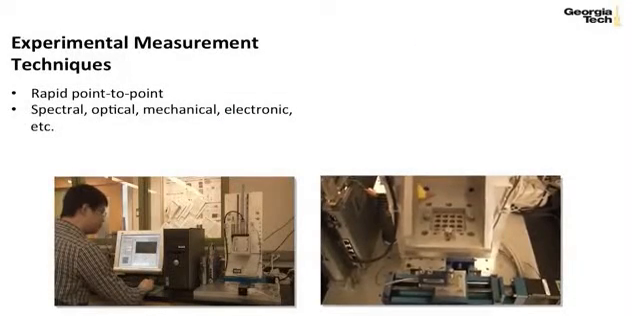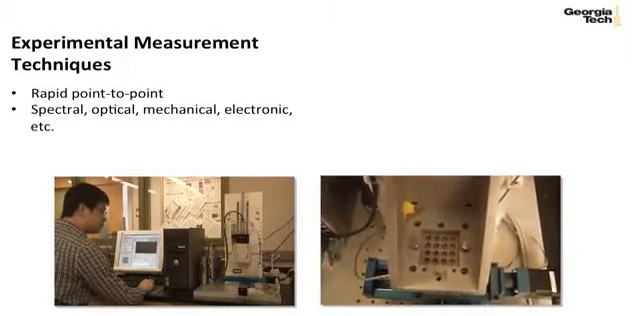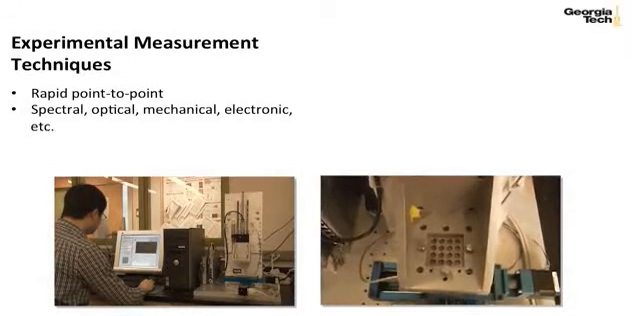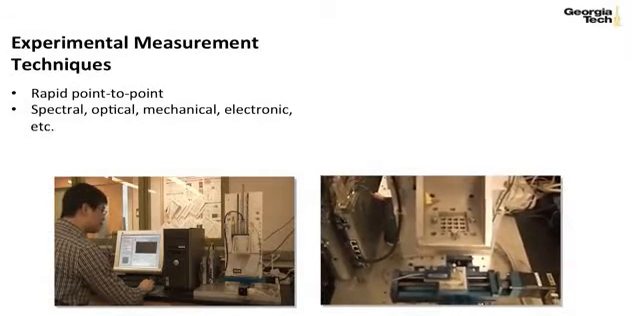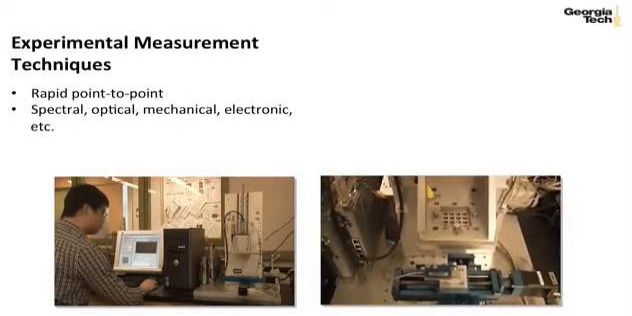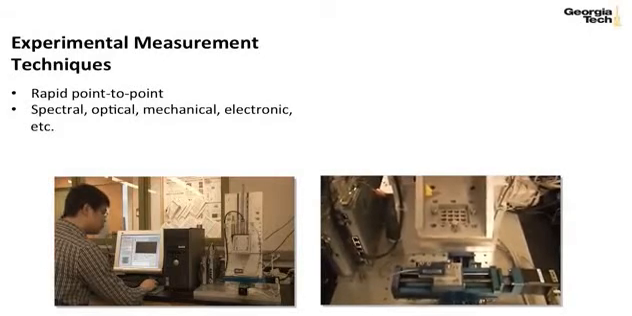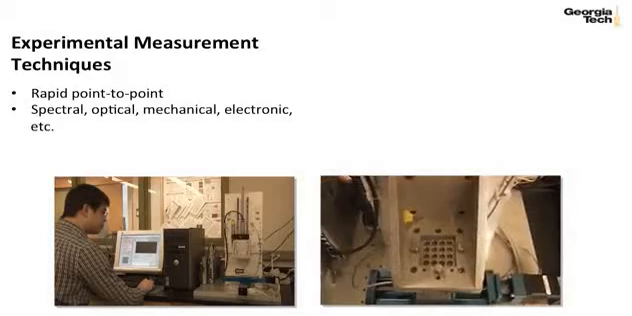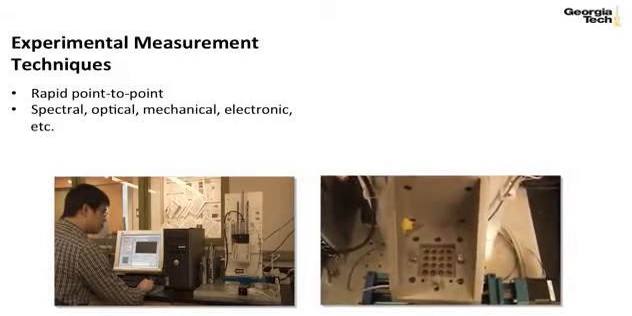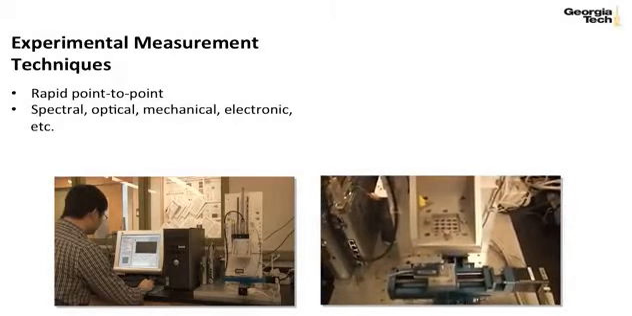Once you've made a library, of course, you want to measure some properties on that library, and there are two major approaches. The first is to do rapid serial or rapid point-to-point measurements. So there are many types of instruments, both custom and commercially available, for measuring spectral, optical, mechanical, electronic properties, and many others at point-to-point positions on a library. And what you see here is a video of a high-throughput mechanical device we designed in my lab that's measuring mechanical properties from point to point on a polymer library.